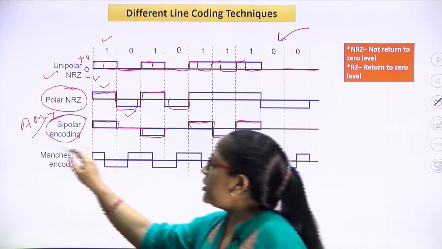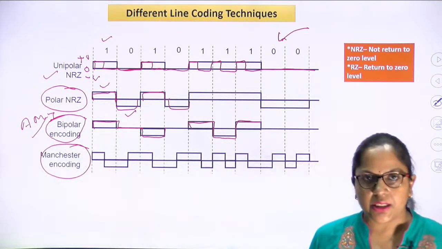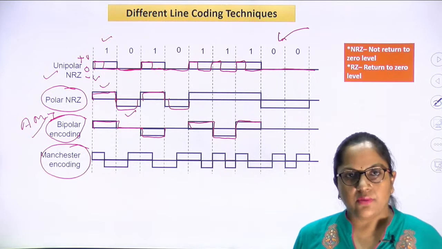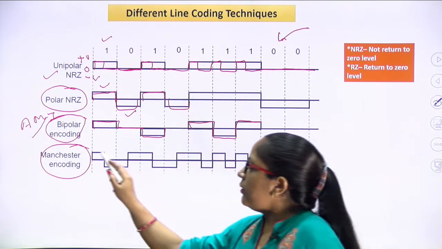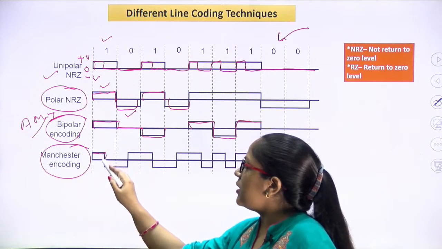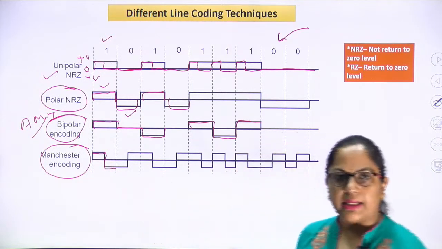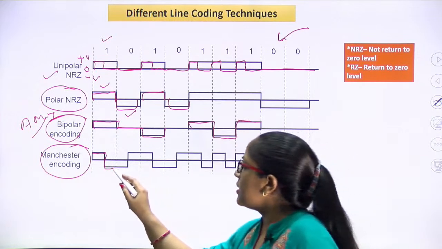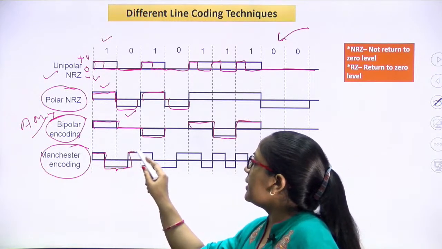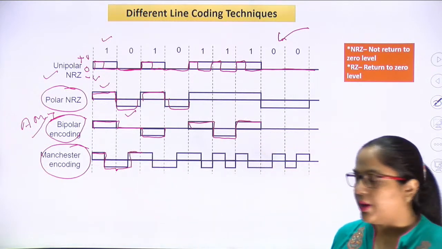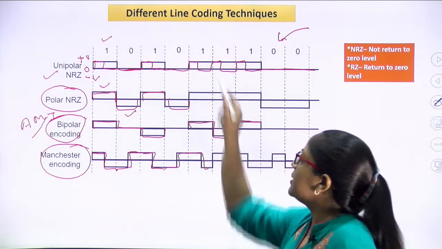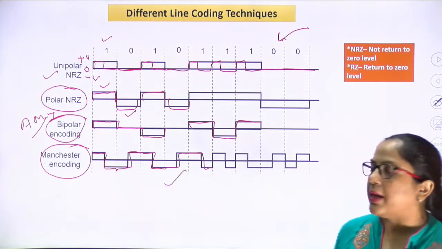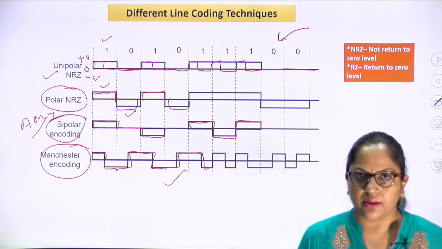The last is Manchester encoding. In case of Manchester encoding, we use positive and negative polarity for each bit. In case of 1, for the first half it is positive and for the next half it is negative. For binary 0, the first half is assigned negative and the second half is assigned positive polarity. So if we assign our digital data in this particular manner, it is called Manchester encoding.